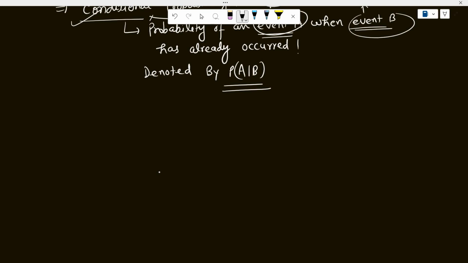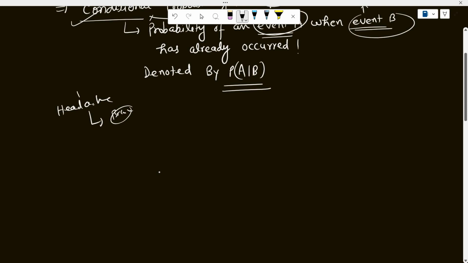For example, if some person has a headache, then what is the probability that he has some problem in the brain? Headache is event B, which has already occurred. You have to find out if he has some problem in the brain, maybe a brain tumor or something. So you have to find the probability of A. In clinical studies in the medical field, this is also used widely.